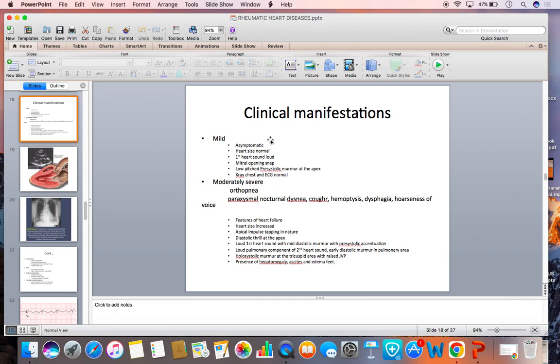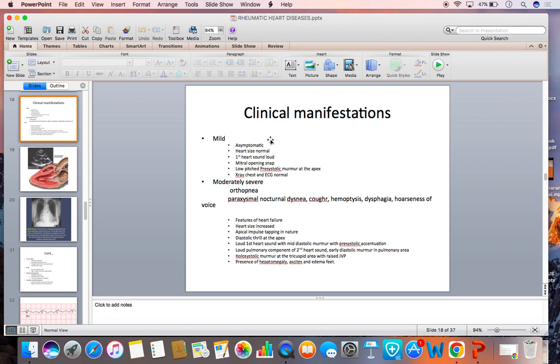When you examine, the apical impulse is tapping in nature. There is a diastolic thrill at the apex, a loud first sound with a mid-diastolic murmur with pre-systolic accentuation. This is classical. Mid-diastolic murmur with pre-systolic accentuation is the classical sign of organic mitral stenosis.